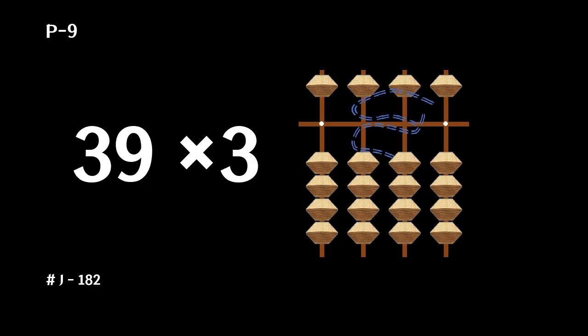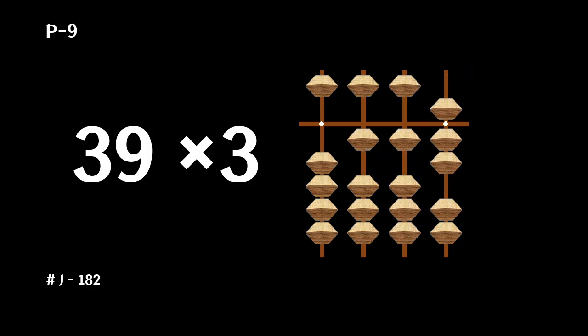3 by 3 is 9. 9 by 3 is 27. The answer is 117.